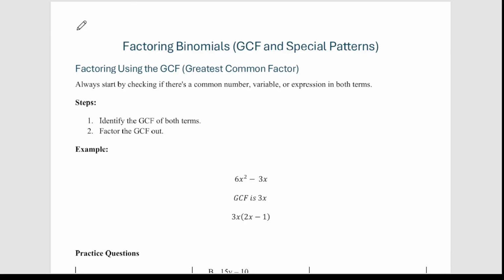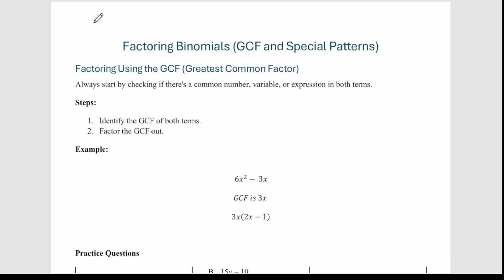Today we're going to be talking about factoring binomials. So remember, binomial meaning two. That means there's two terms in the polynomial expression. And of course, even though we're going to go into special patterns today, please don't forget that there is just the plain old way of factoring out the greatest common factor.